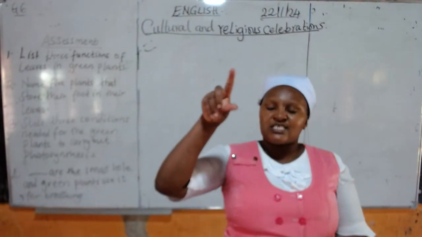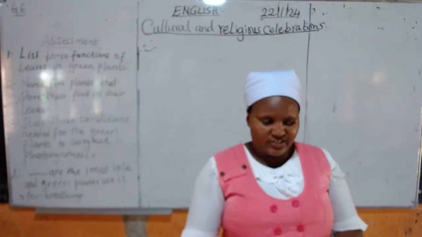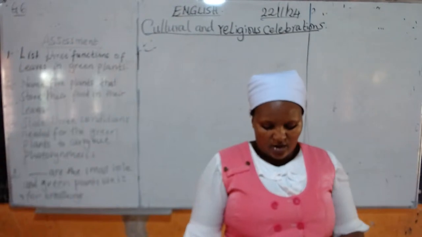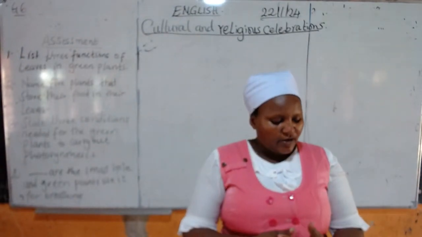And then there's a tree behind there. What type of tree is that? Coconut. A coconut tree. Fine.